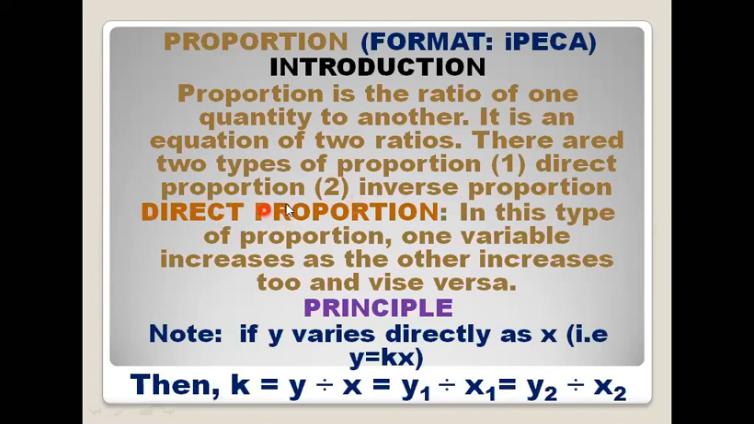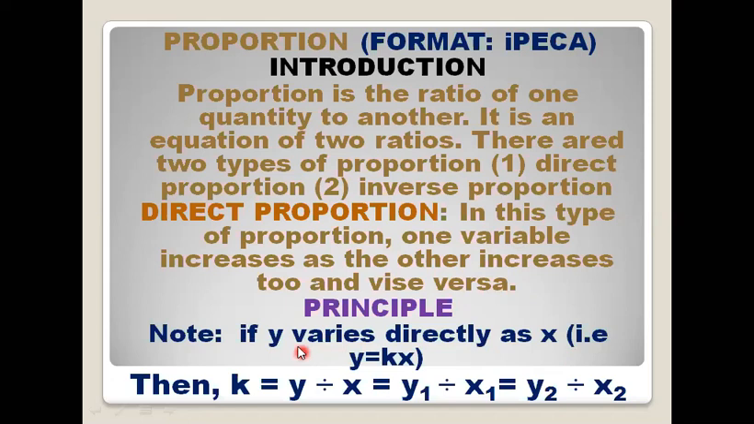So we're going straight to the first type of proportion, which is direct proportion. In this type of proportion, one variable increases as the other variable increases also, and vice versa. That means as one variable decreases, the other decreases also. Okay, so principle. If y varies directly as x, y is the dependent variable while x is the independent variable.